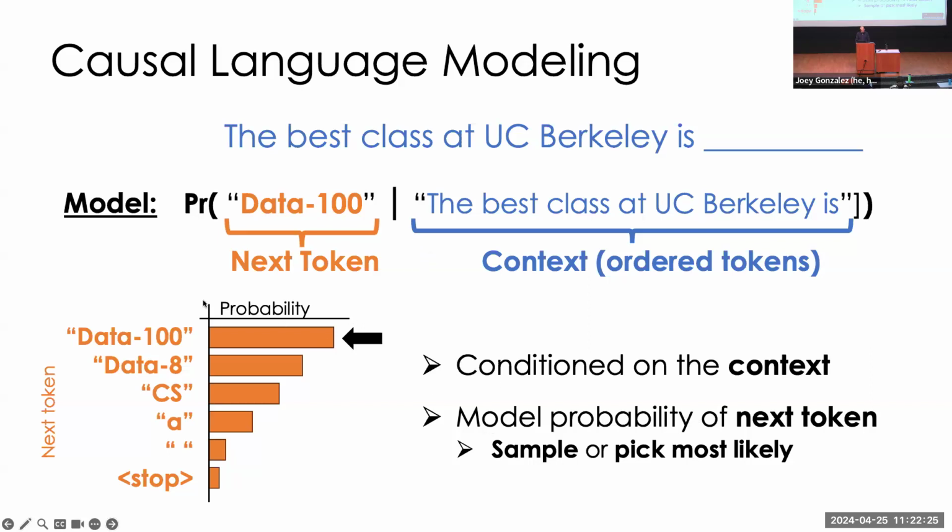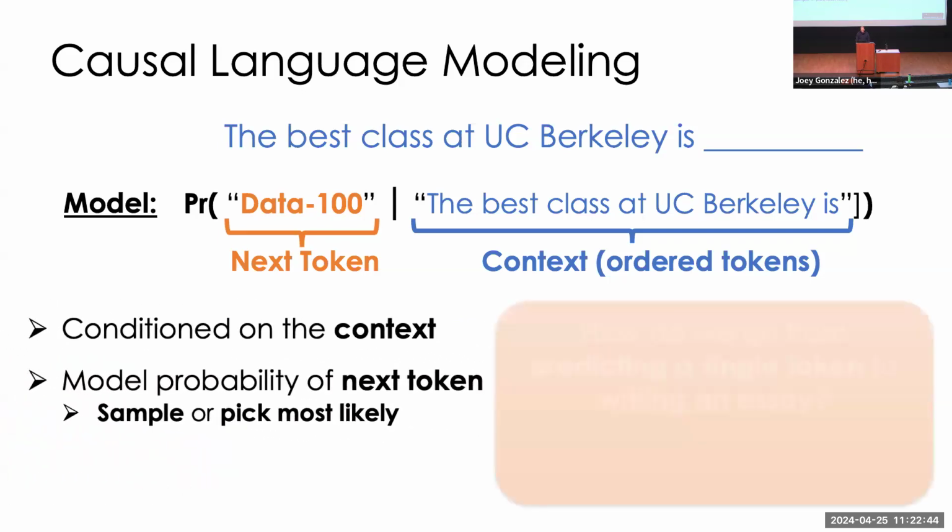And I'm going to model the probability of the next token and sample or pick the most likely next token. So if I can build this probability distribution, then I could choose the most likely, data 100, good choice. Or I could sample another token, and maybe I sample CS. Maybe I sample stat. If I sample a different token, I'm going to then use that to make my next set of predictions, which I'll show in a moment.